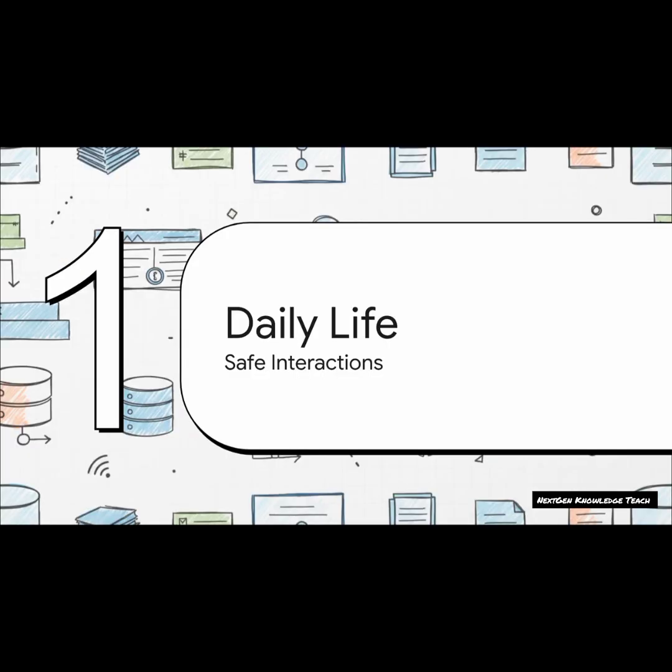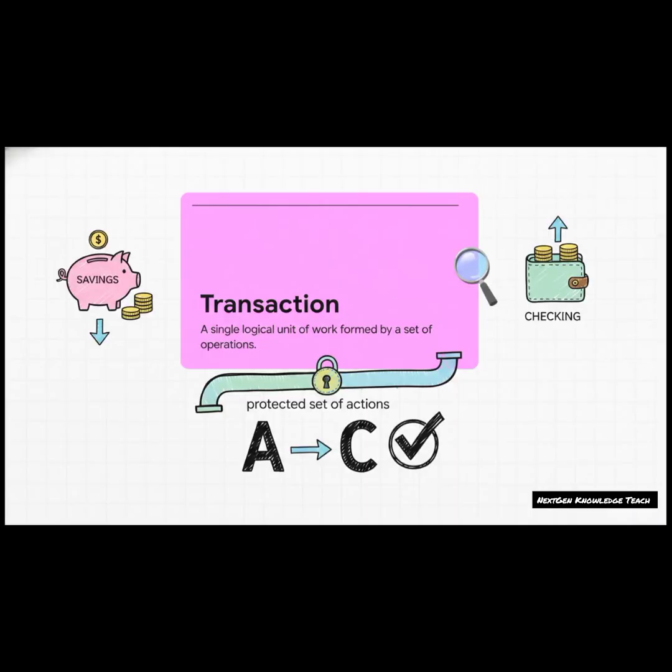Okay, the house is built, it's beautifully organized, time to move in. But living in a house means things are always changing. We're adding furniture, moving things around, getting rid of old stuff. We need a way to do all of that without accidentally knocking down a wall. And to do that safely, we use something called a transaction. A transaction is just a single, logical piece of work that is protected.